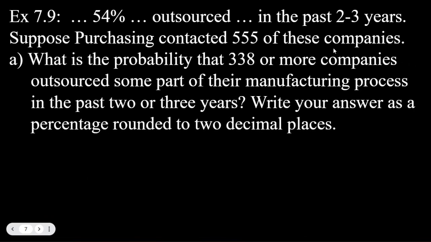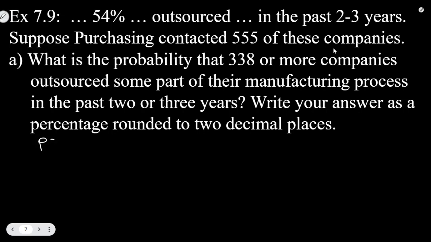So now let's do the math and calculate this. P in this case is 0.54. That was from the magazine information, that's right here, 54%. We turn it into a decimal.